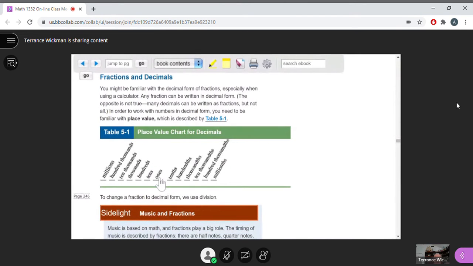Most people know about the place values for ones, tens, hundreds, thousands, 10,000s. But one is kind of middle of the middle, tens, hundreds, thousands, 10,000s to the left.